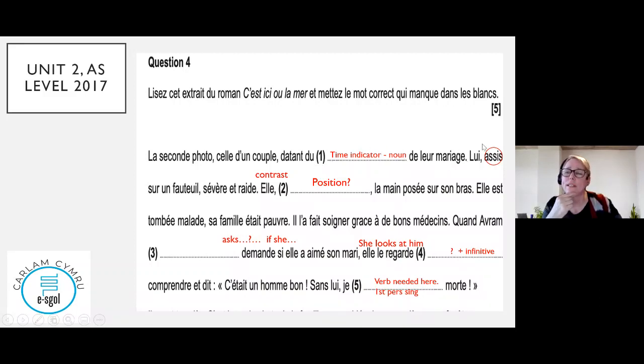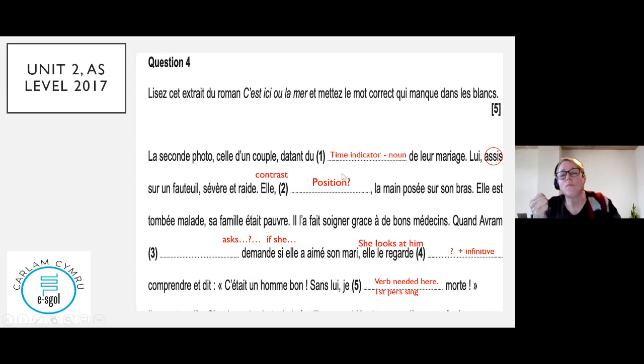Okay, let's look at this next one as well. We'll come back to them in a second. So he's saying lui, emphatic here, and elle for contrast. So lui, he, is for emphasis here. He is assis, he's sitting down, sur un fauteuil, seated on an armchair, sévère et raide. Okay, it comes over as being severe and a bit stiff, raide.